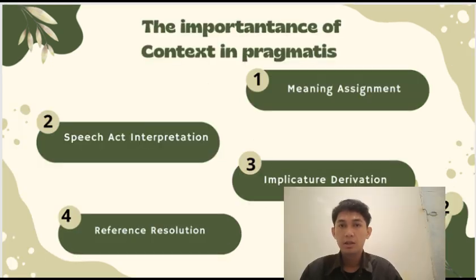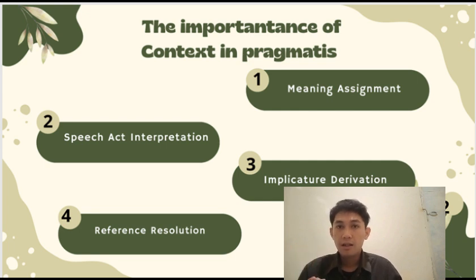Okay, the next material is about the importance of context in pragmatics. In pragmatics, context is crucial because it allows you to understand what the speaker really means beyond the literal meaning of words. Language use is not just about grammar or vocabulary. It is about how meaning is constructed and interpreted in real-life situations. Below are four key roles of context in pragmatics.